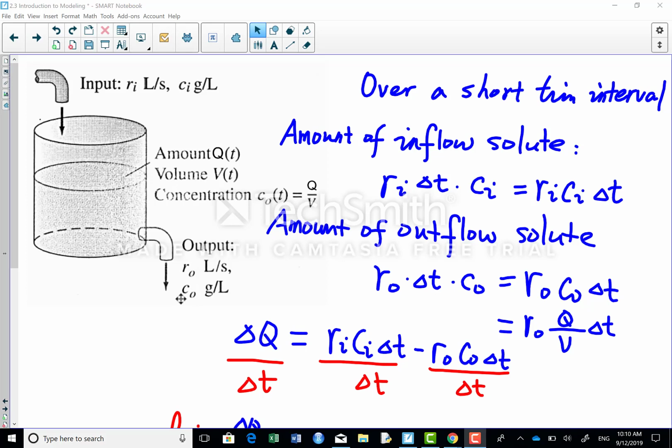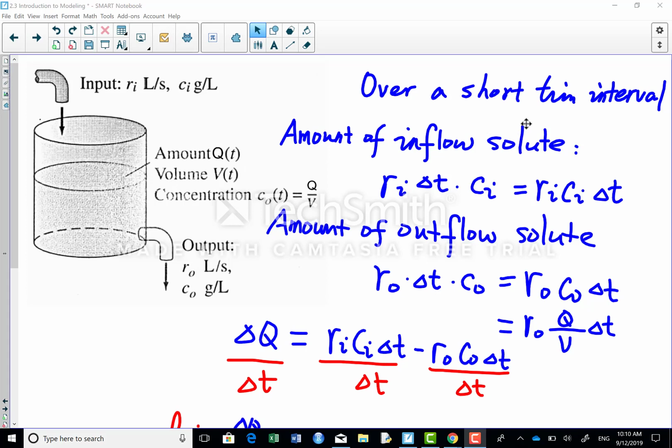Notice here Co is usually not a constant. It really depends on the amount of solute and the volume of the solution at the moment t. So Co is equal to Q over V. And our goal of this situation is to determine the amount of solute at any moment, Q of t. So we need to create a differential equation for Q of t.